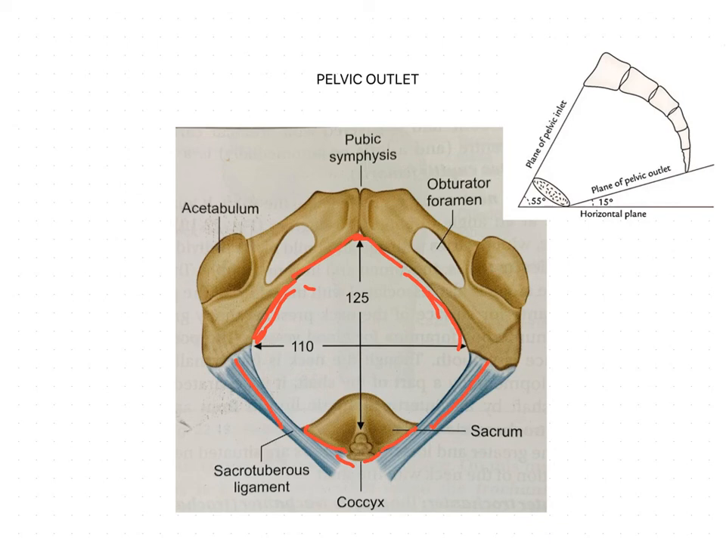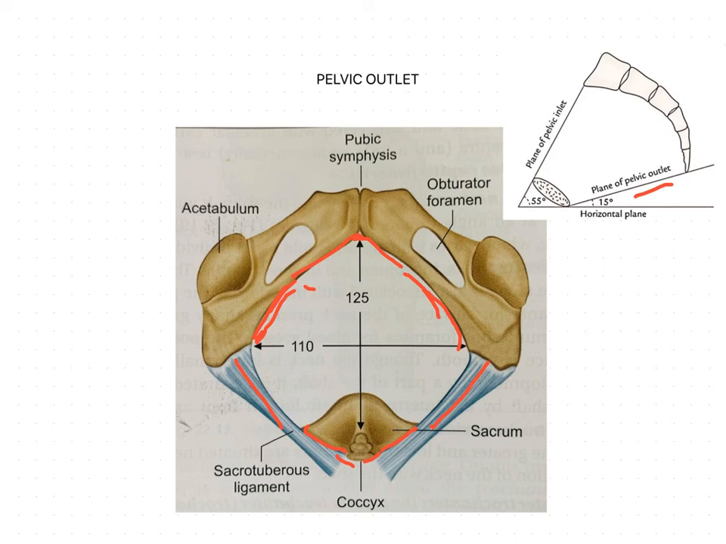Next, we are going to see the measurements of this pelvic outlet. We can see the plane of the pelvic outlet here. It is an imaginary line drawn from the tip of the coccyx to the pubic symphysis below, which makes an angle of 15 degrees with the horizontal plane. That is called the plane of the pelvic outlet.